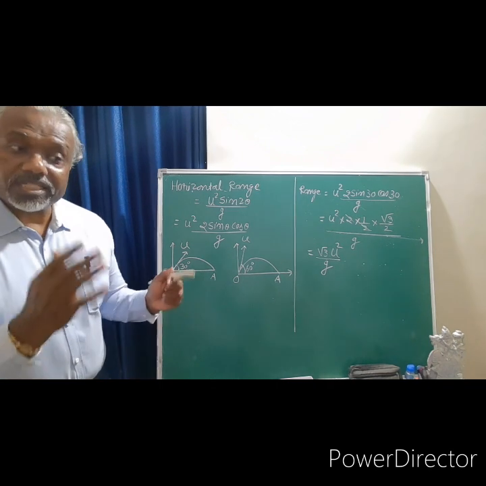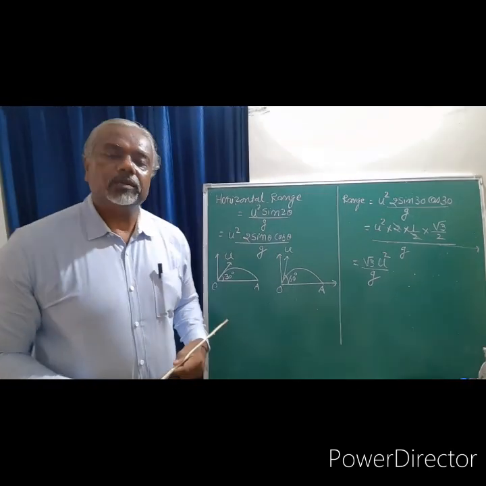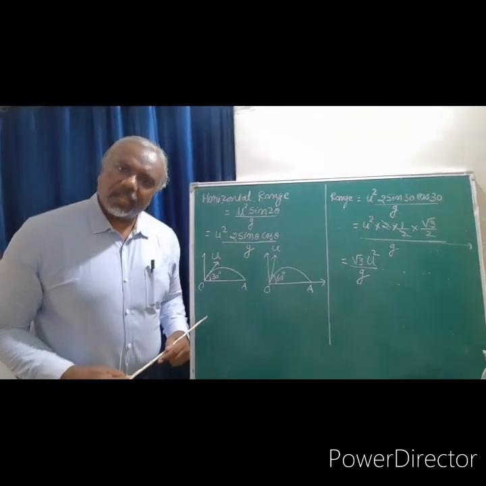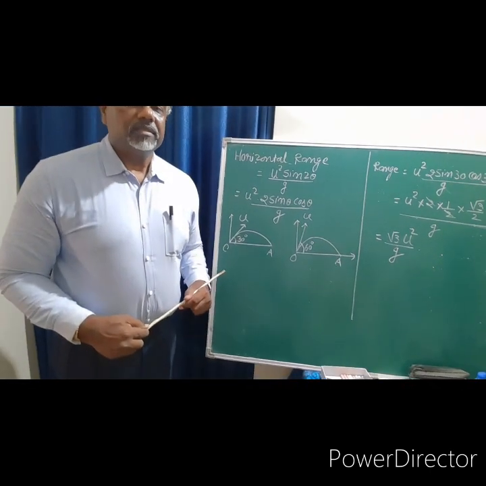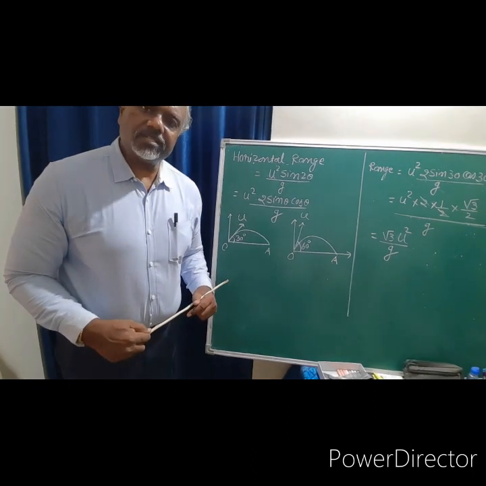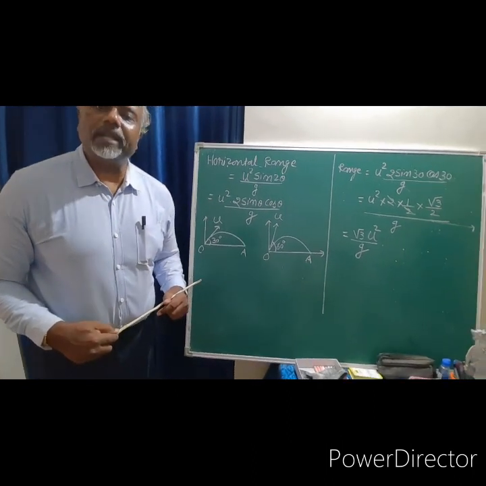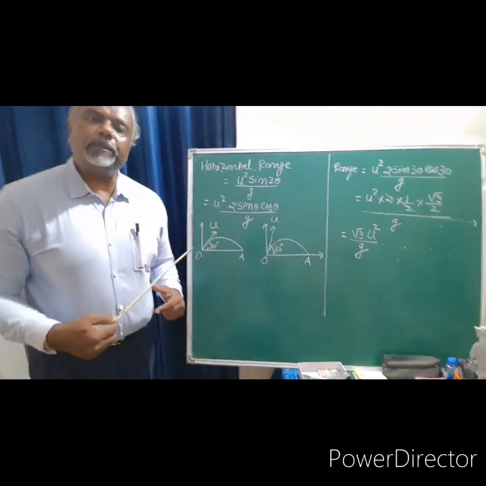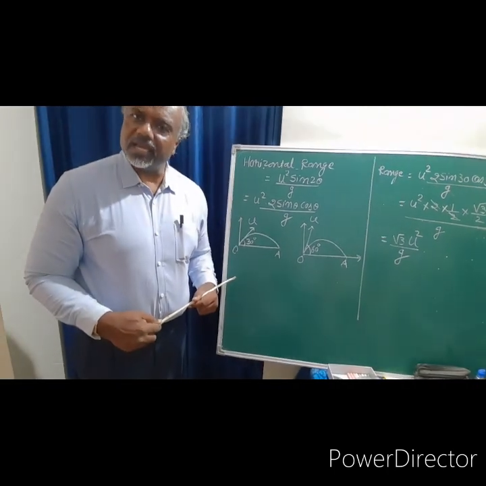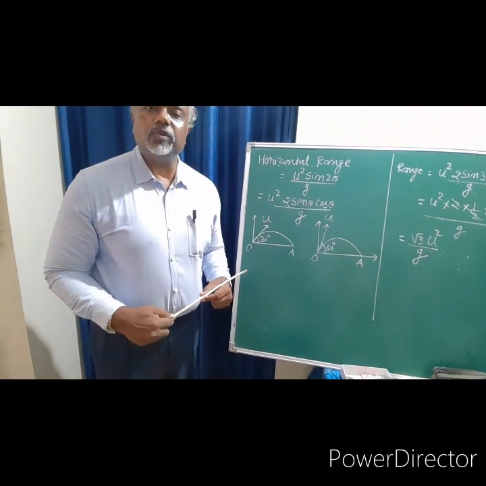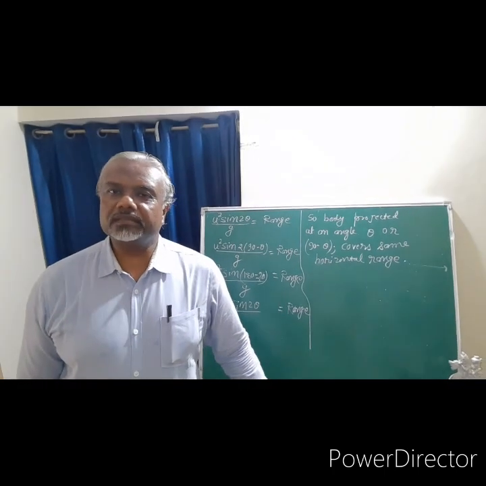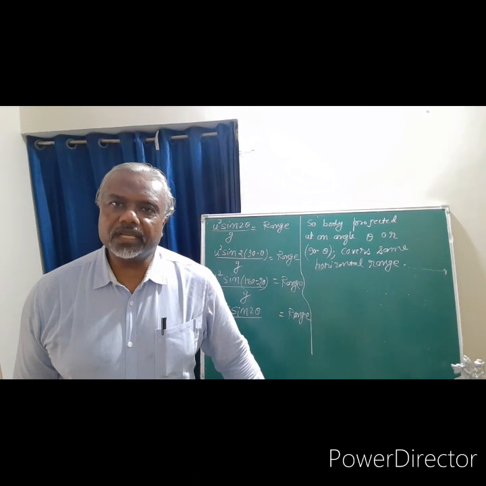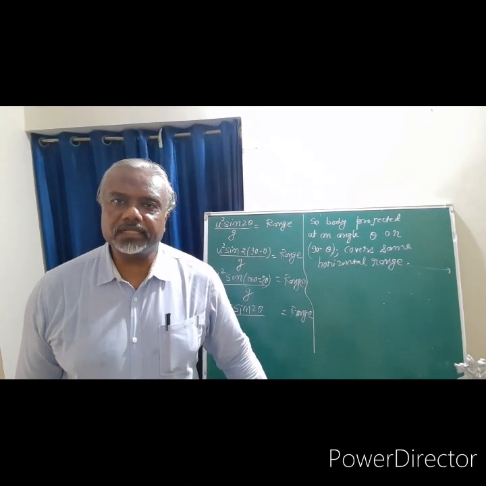And logically, how will you think? For this, you just think about the expression for time of flight and the expression for horizontal range. At one place you have sine theta and at the other place you have time of flight into cos theta. Okay, so this shows a body projected at an angle of 30 degrees or 60 degrees covers the same horizontal range.